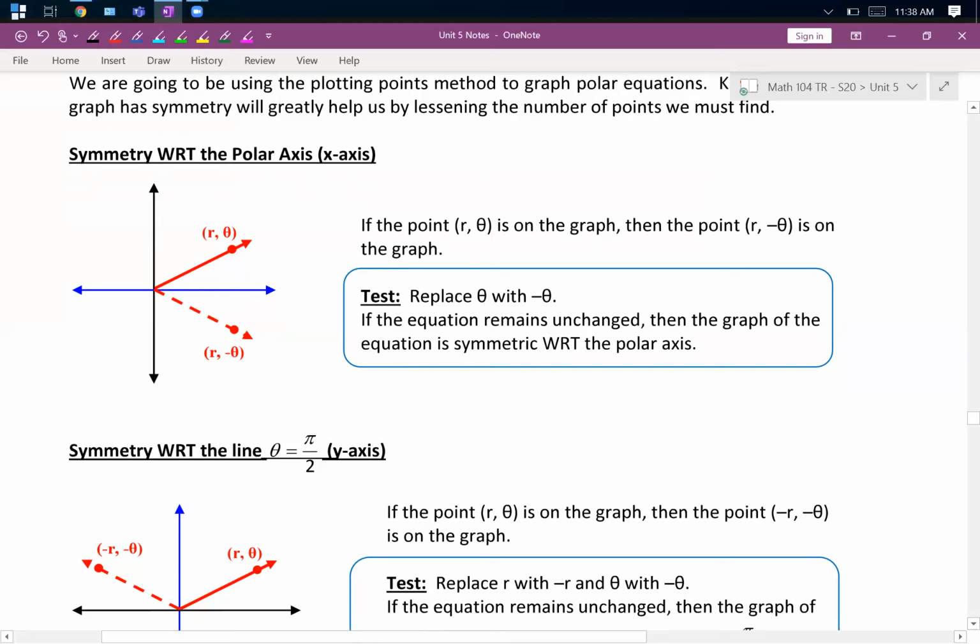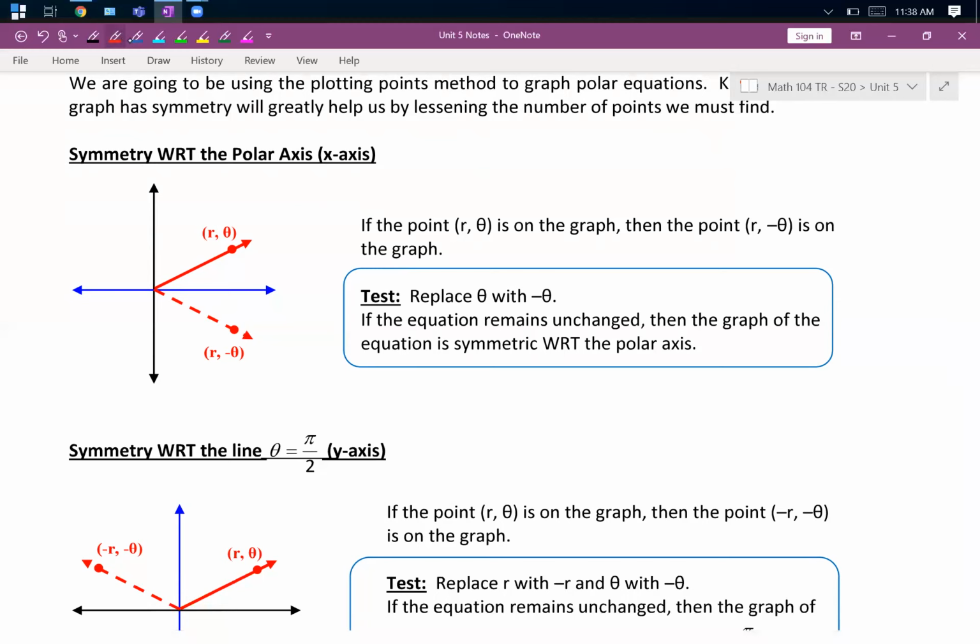Remember, with polar, we go to the angle first, and then we go out r units. You'll notice that r units takes us the same distance, but theta puts us either above or below our polar axis. So the test is to replace theta with negative theta, and then you're going to clean it up. If the equation remains unchanged, that is, you get the original back, then the graph of the equation is symmetric with respect to the polar axis.